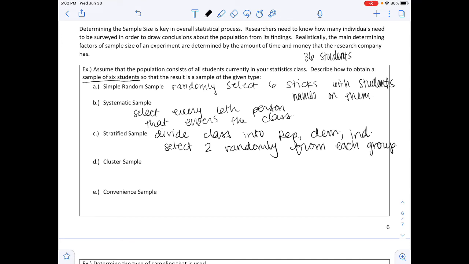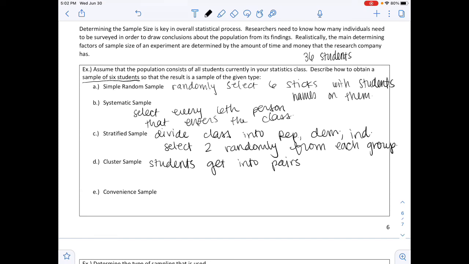And again, that's a simple random sample, so maybe you have sticks with everyone's name on them and select 2 from the Republican group, 2 from the Democratic group, and 2 from the Independent group. The next one that we have is going to be cluster samples. And why don't we divide, I'd say everybody find a partner. So students get into pairs.